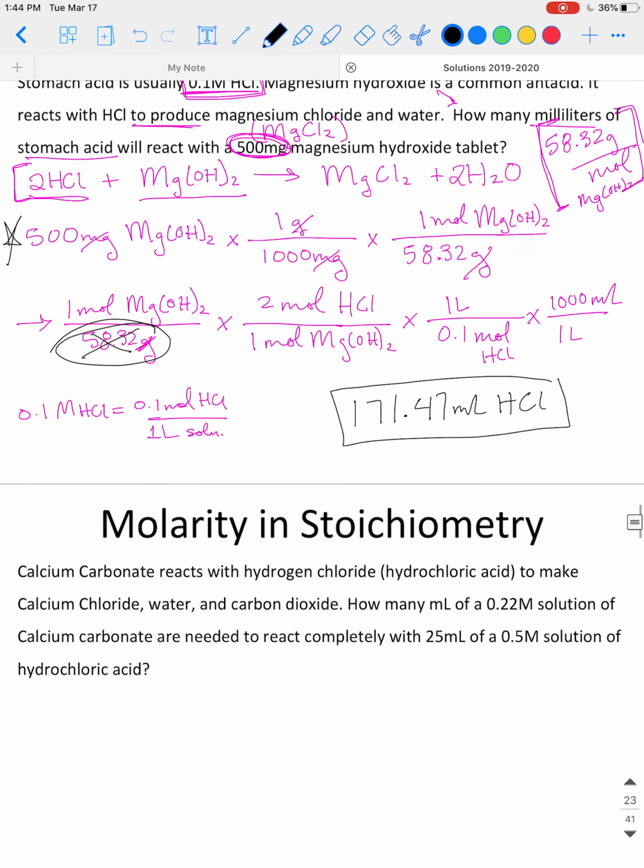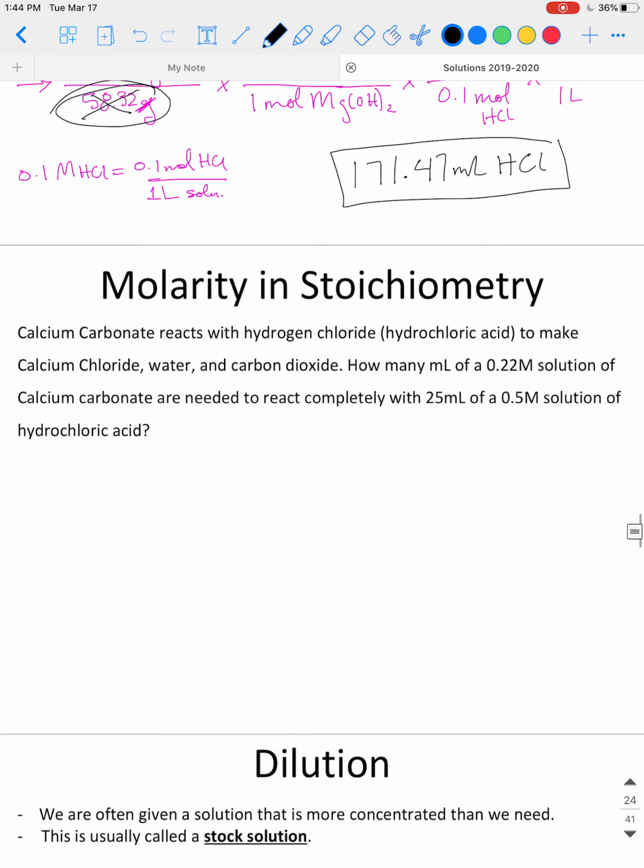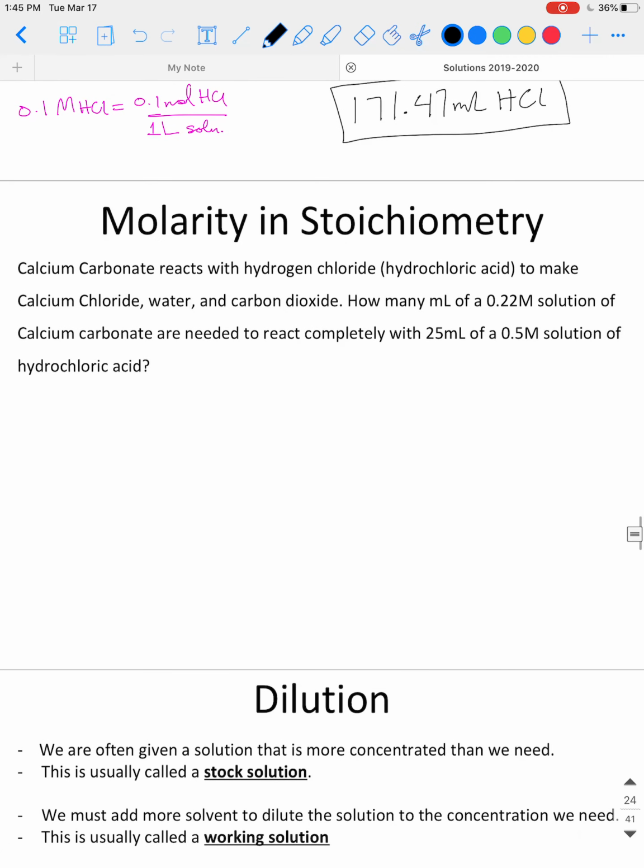I'll try to do better with spacing in the future as I do more videos, but hopefully you can follow the work. Here is another problem that we are going to work using molarity in stoichiometry.